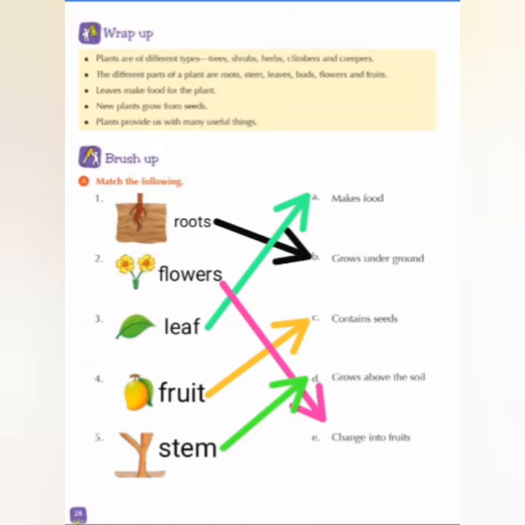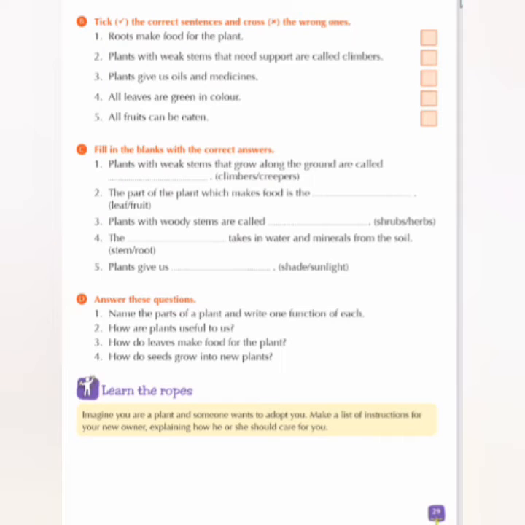Next, D grows above the soil. What grows above the soil? Stem. So match the D part with fifth one, stem. Stem grows above the soil. Next, E part, changes into fruits. What changes into fruits? Flower. So match flower with E. Flowers change into fruits. Now come to the next page.